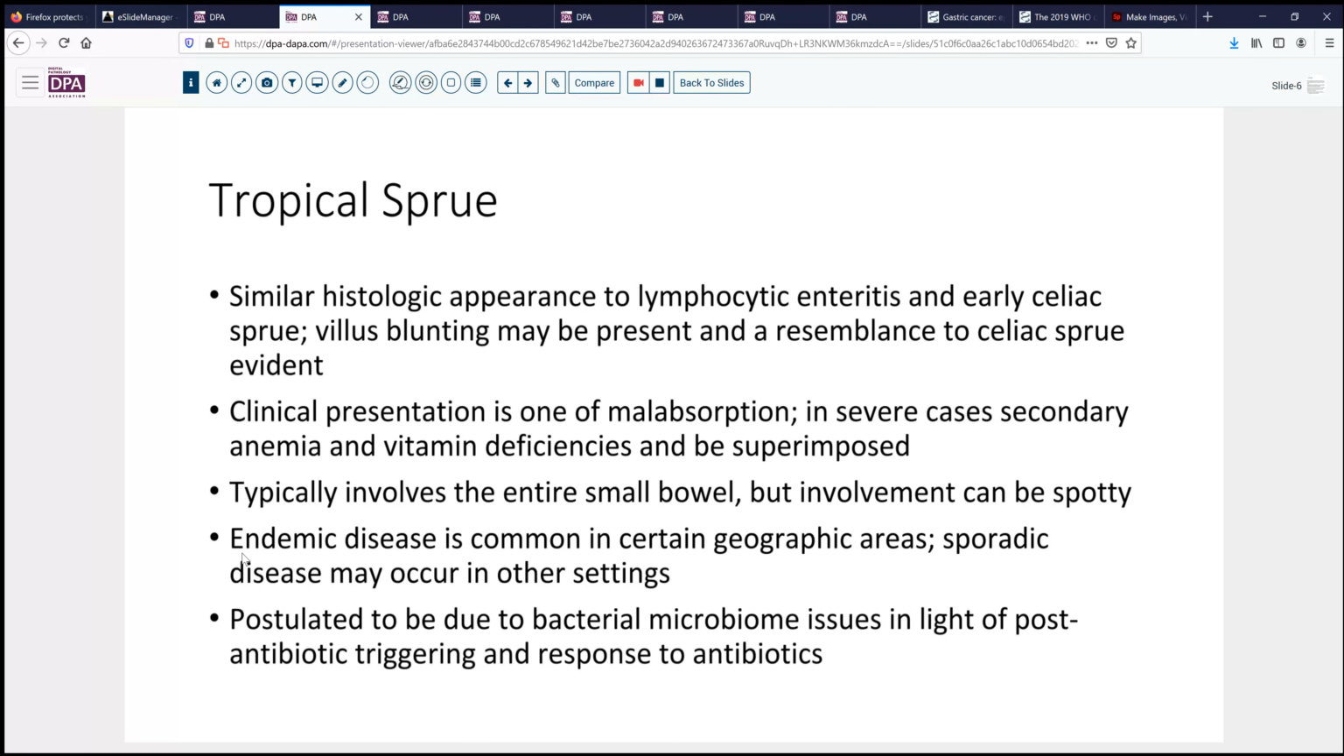Of course, the interesting thing is that this is an endemic disease that is common in certain geographical areas. But sporadic cases can occur in other settings, particularly in cases where we have some cause for bacterial overgrowth, blind loop syndrome and things of that sort. And that has led to the postulation that it's really a microbiome issue because both antibiotic treatment as well as other features where you've got some sort of bacterial overgrowth can trigger this disorder. And the fact that in many circumstances, the patients will respond to antibiotics.